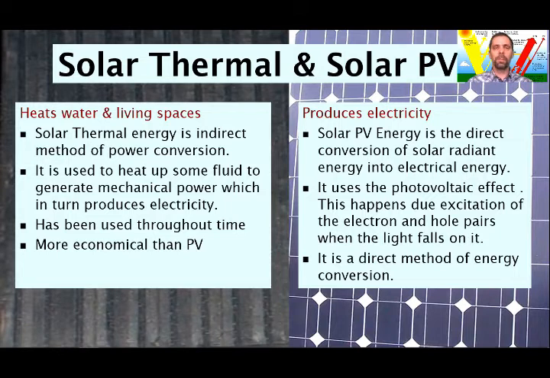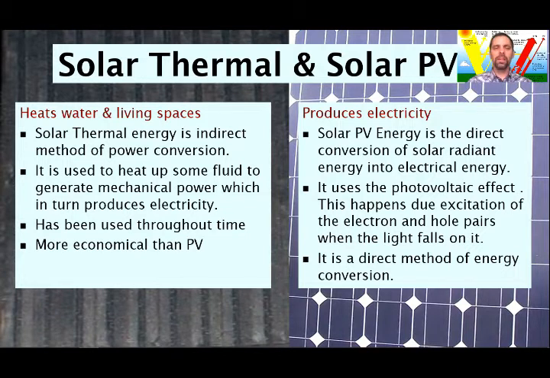So, what is the difference between solar thermal energy and solar PV energy conversion? First, let's see the left column, the solar thermal energy conversion. It heats water and living spaces. Solar thermal energy is an indirect method of power conversion. It is used to heat up some fluid to generate mechanical power, which in turn produces electricity. However, mostly we use it directly, requiring only the heat. It has been used throughout time and it is more economical than PV conversion.